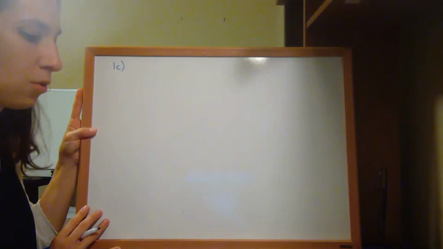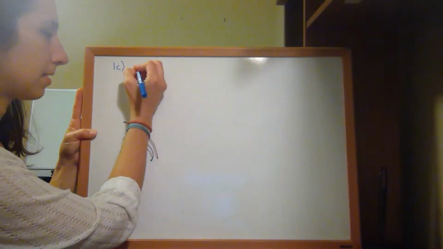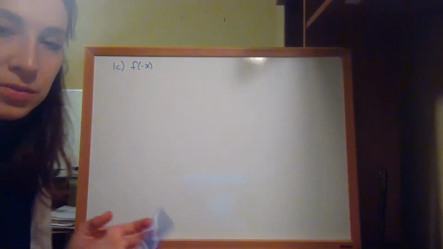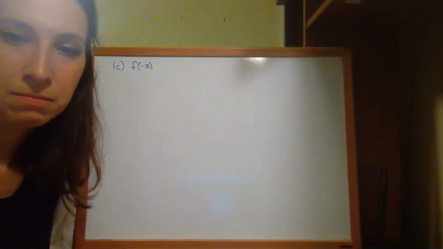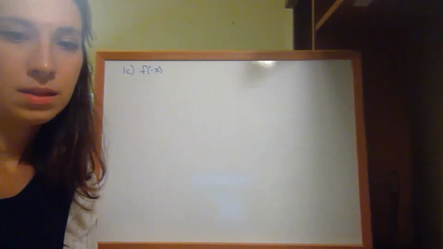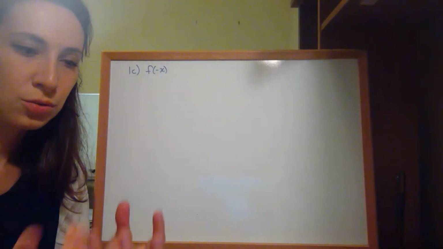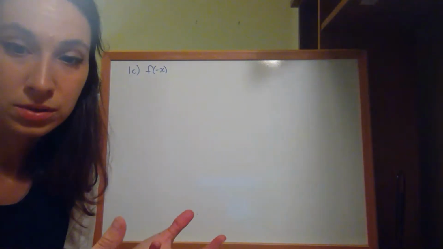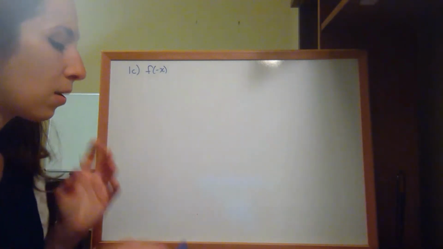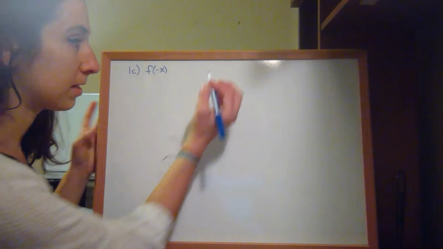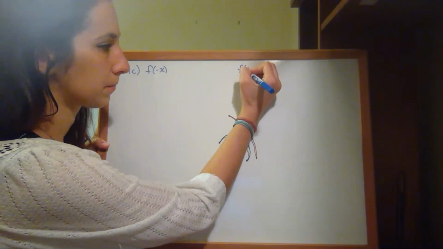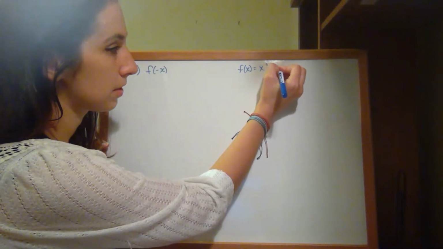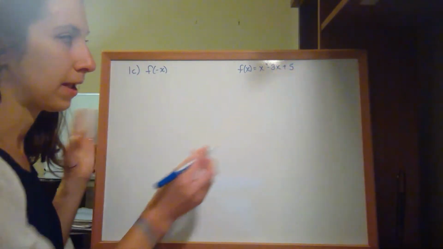Okay, so 1C is asking you to find f of negative x. Now, you have to remember that this is a function, meaning that you're being asked to take some kind of input and put it into this working machine and get a result, okay? So that working machine, I need to know what that machine is. It's f of x equals x squared minus 3x plus 5, okay?